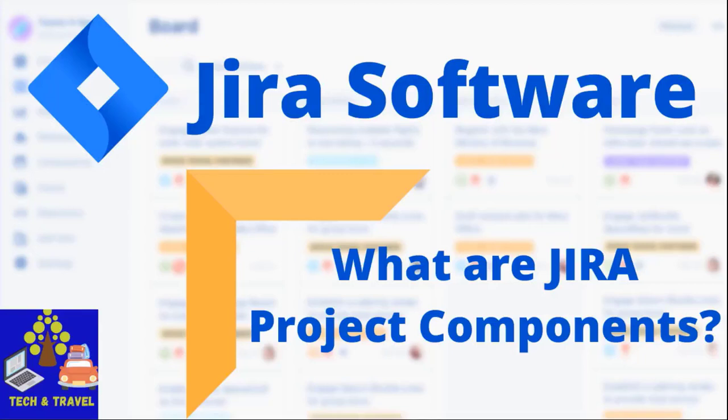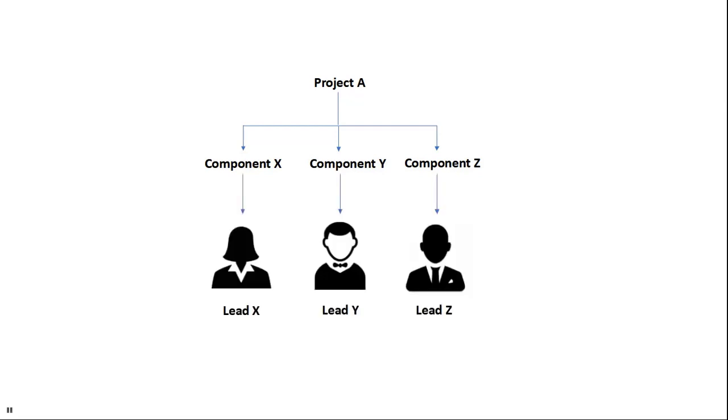Today we are going to understand what JIRA Project Components are. Components are like subsections of a project. They can be used to group issues within a project into smaller parts. Components can have component leads. Component leads are those people who are automatically assigned issues when issues are created with that component.